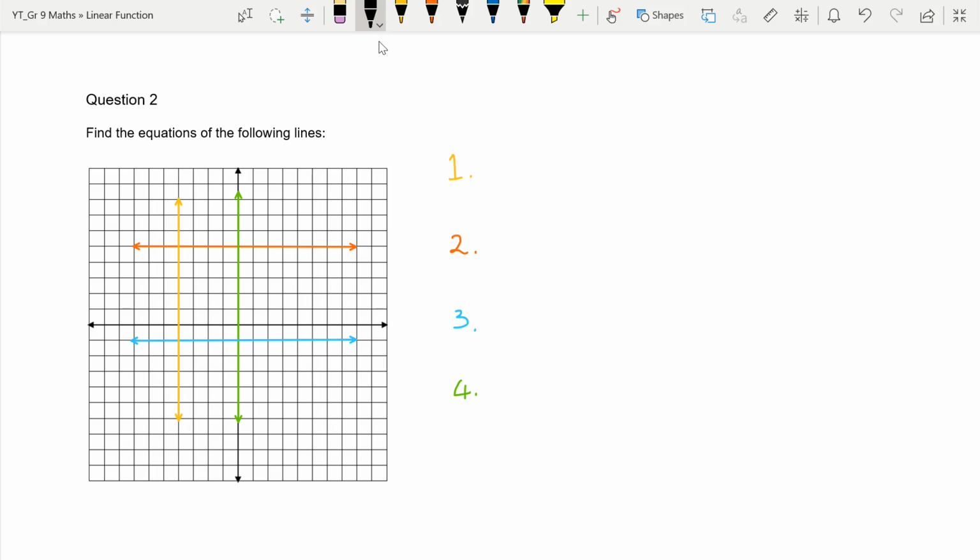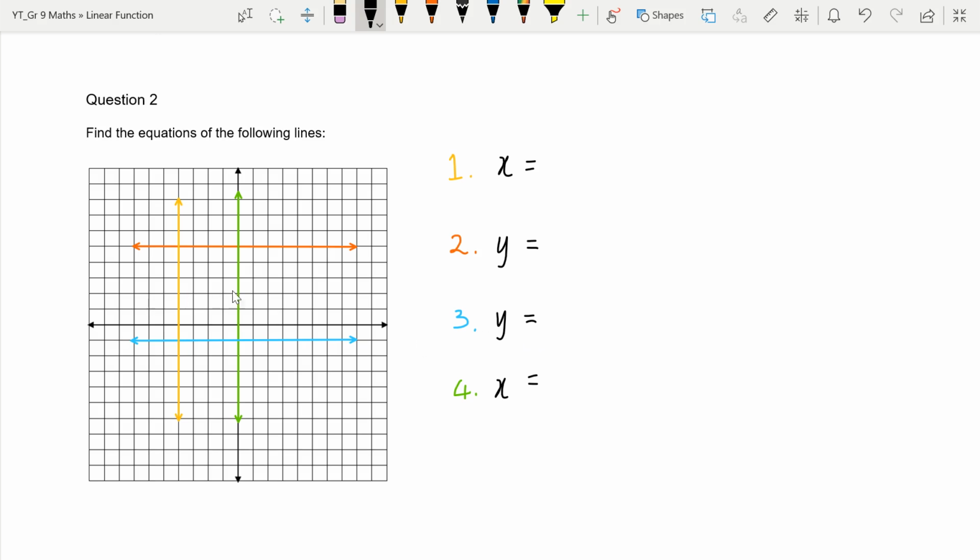Find the equation of the following lines. Well, the yellow one is 1 there. So that is a vertical line. So we know that it must be in the form where x stays consistent for a vertical line. And if we look at the green line, number 4, it's also a vertical line, so we know that it will be the line x is equal to something. If we look at the orange line, that is a horizontal, so that would take on the form y is equal to something. And the blue line, another horizontal line, so that will take on the form y is equal to something. y stays consistent on that line.